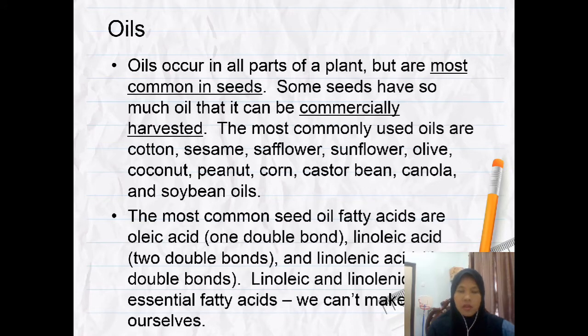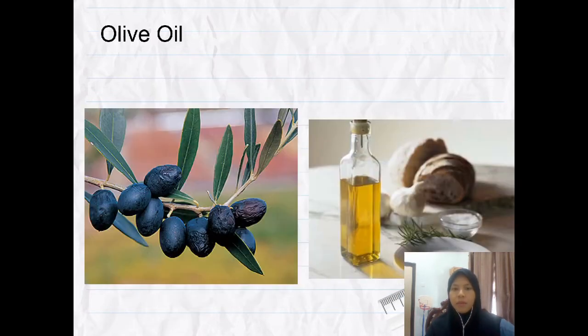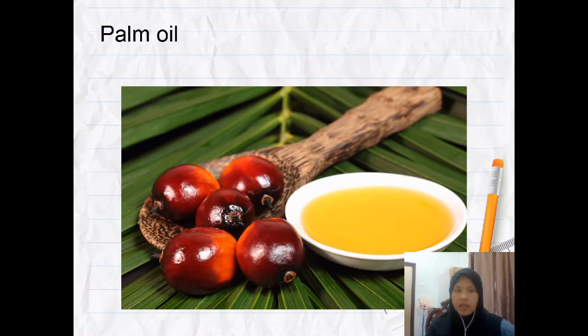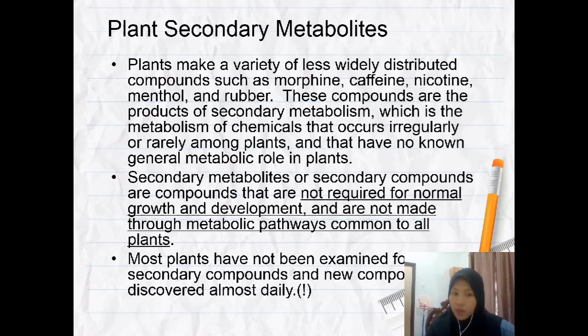Alright, oils. Oils occur in all parts of a plant but are most common in seeds. Again, seeds lagi, kan? So dekat dalam seeds tu, besides nutrition apa semua, ada protein, dia ada juga oils. Memang sekarang ni secara komersialnya kita harvestkan seeds tu and then kita extractkan oil tu dan jadilah beberapa produk seperti olive oil, canola oil, palm oil, sunflower oil. Okay, alright.